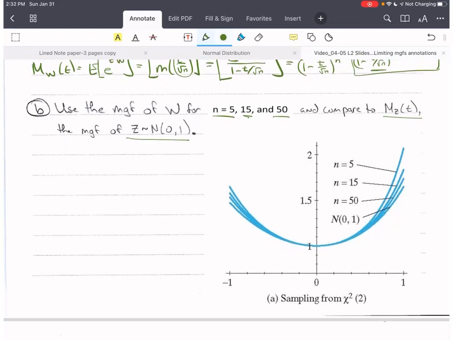Well, it turns out that the exponential 2 is also the chi-squared 2. So it's important to know that as well. So we have n equals 5 is this first line, 15 is the second line, and 50 is this line. And then this last line over here is the standard normal. And so you can see as n increases, this approaches the standard normal, which is exactly what we expect from the central limit theorem.